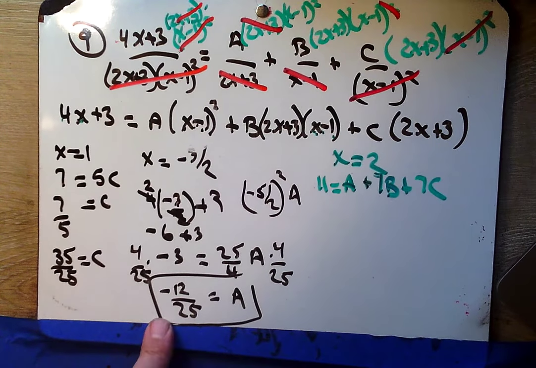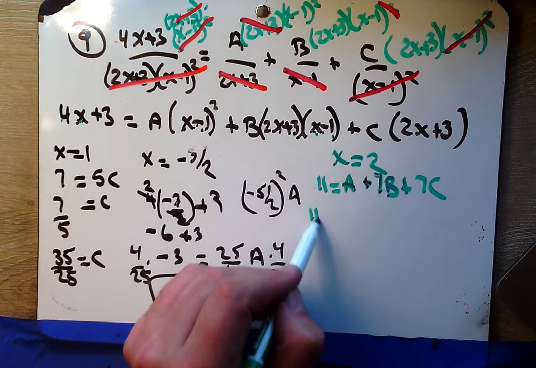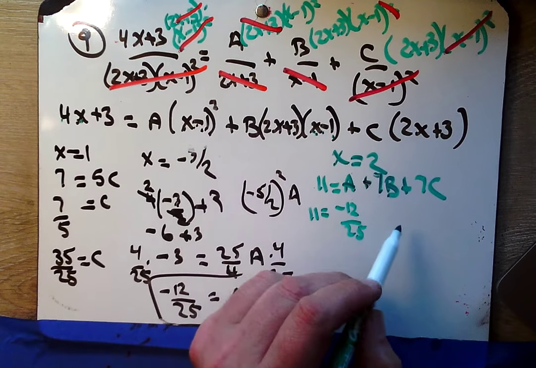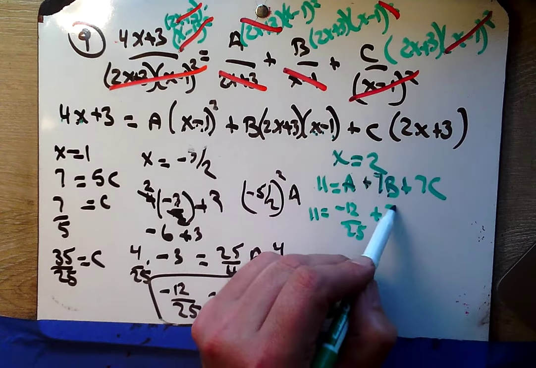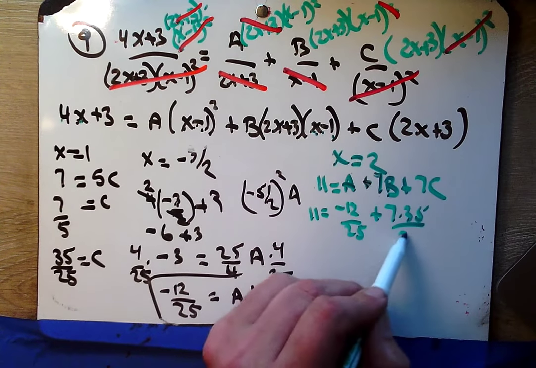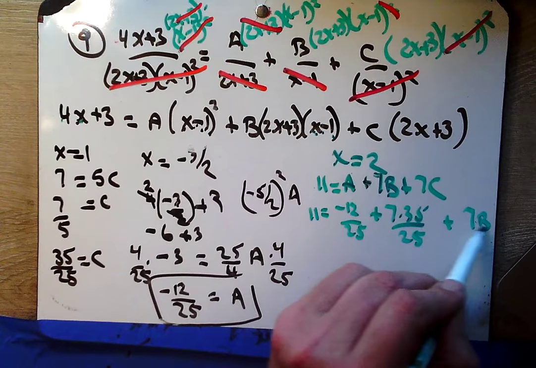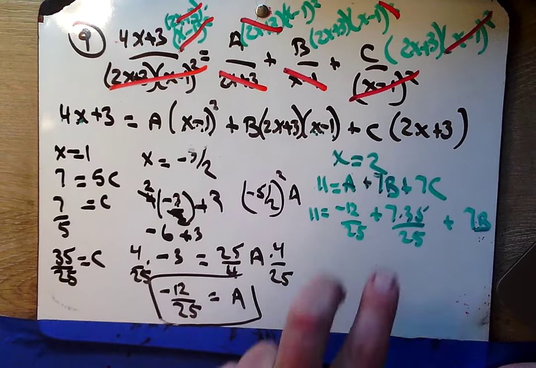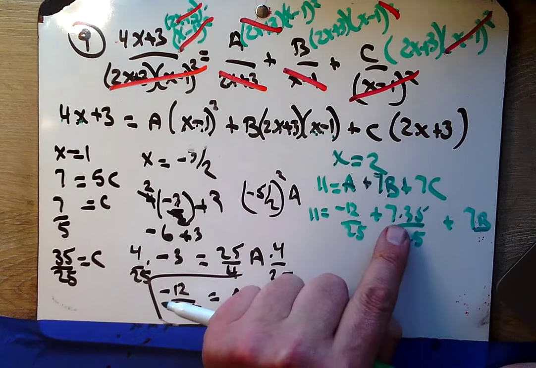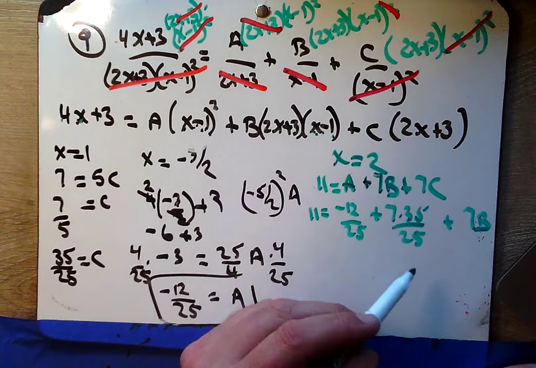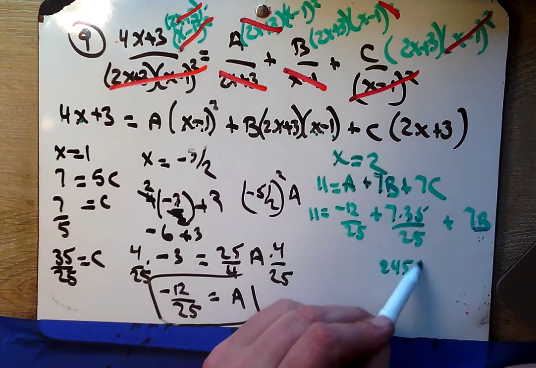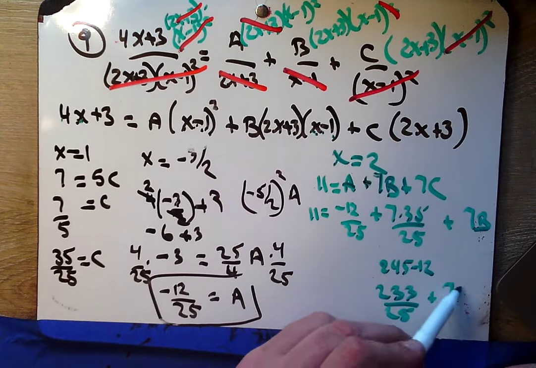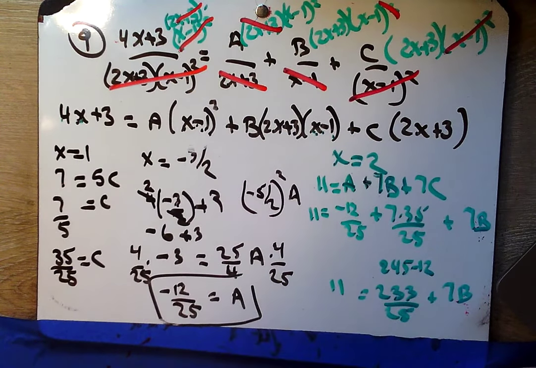We know what a and c are, so let's plug them in. 11 equals negative 12 over 25 plus 7 times 35 over 25 plus 7b. Well, sadly, there's no canceling, but there can be combining like terms. So that's 210, 245. 245 minus 12 is 233 over 25 plus 7b equals 11.